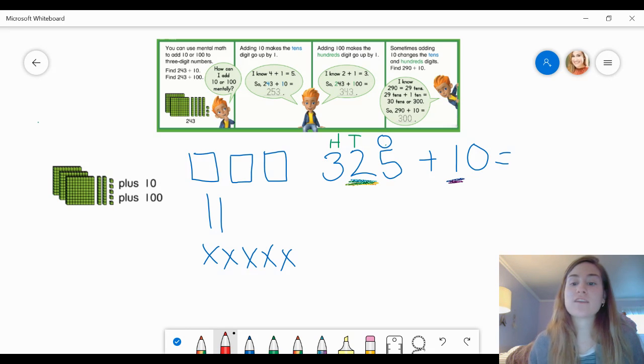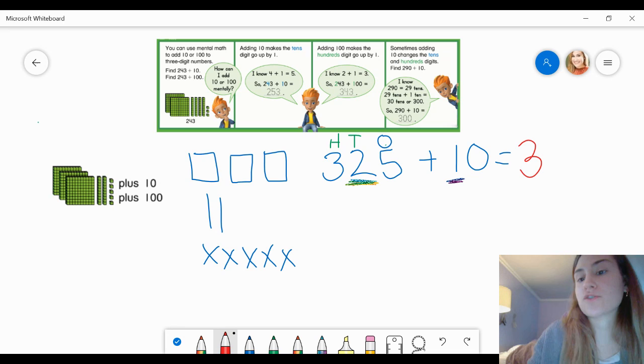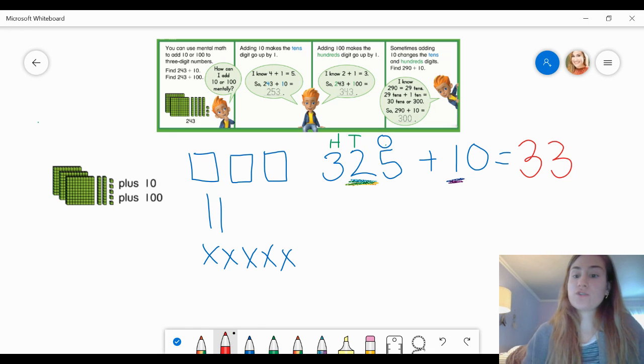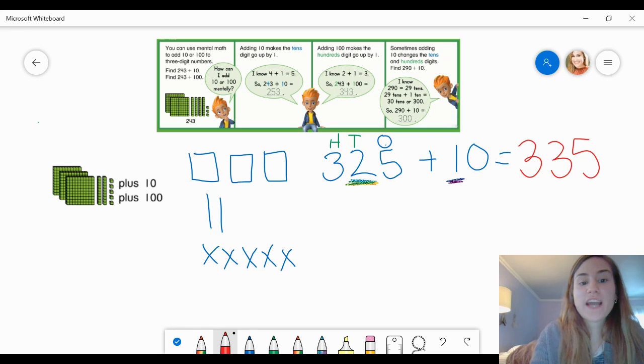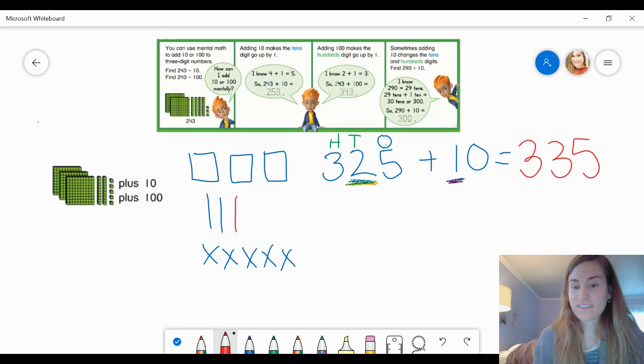can you guess what that answer would be? Write it in your space to the right. 300, the tens place increases by 1, so 2 plus 1 equals 3. 335. Great. You can also do it in your pictures. We already have 325 in pictures. You can add one more group of 10, and then your picture matches your answer. 3 hundreds, 3 10s, that's 30, and 5.